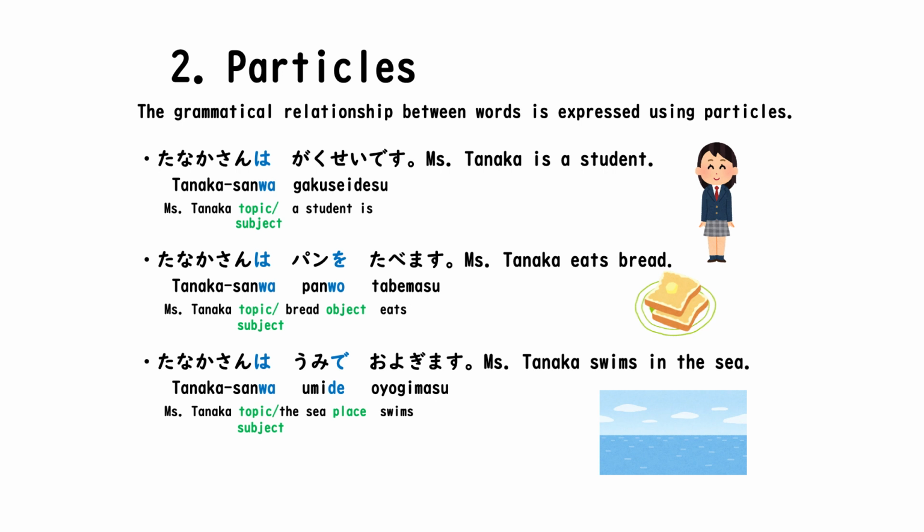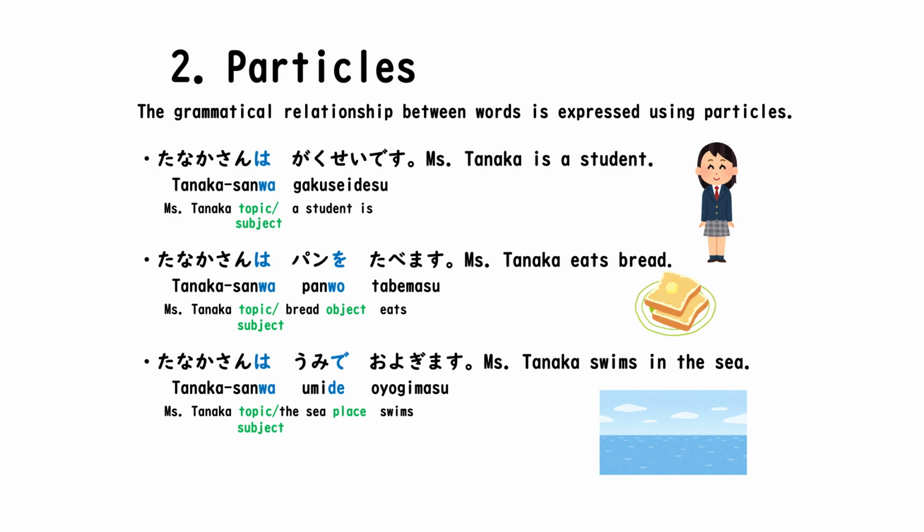Let's look at the next example. In the sentence, 田中さんはパンを食べます. Miss Tanaka eats bread. は also represents the topic or subject. Also, を represents the object. You can see that the topic or subject of this sentence is Miss Tanaka. Also, you can see that what Miss Tanaka eats is bread.